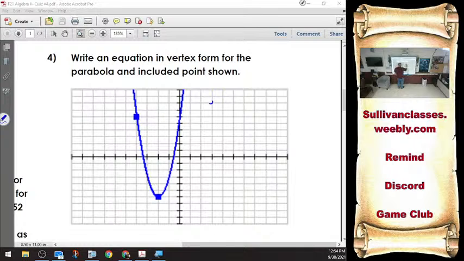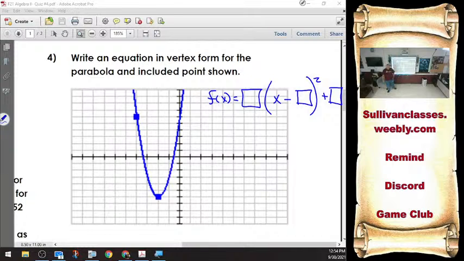Then I need to fill in f of x is a(x minus h) squared plus k. In fact, that'd be a really good hint. I should probably write that on my paper so I know what my form is. Right? You're just filling in the blanks for your vertex form.